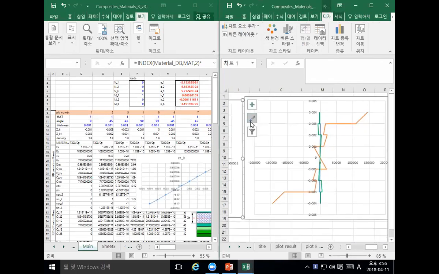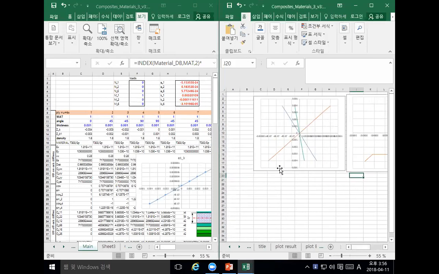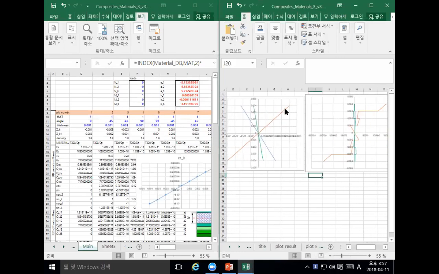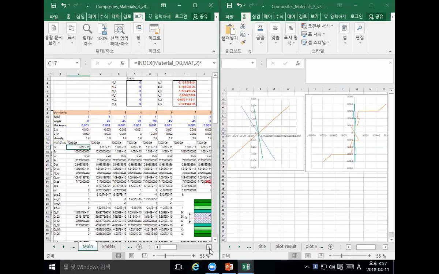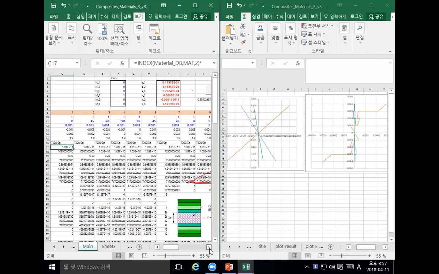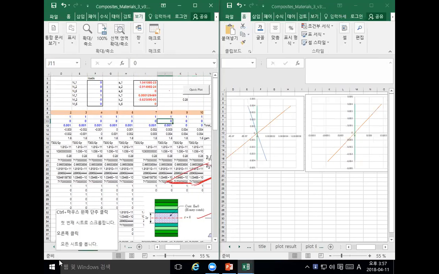Okay, I'm sorry it took some time, but it should be very easy and very clear. So this one, yellow is the one direction, and blue is the two direction, and this is the shear. And this is sigma X. And as you can see, if we change, first of all, let's change it to all 0 degree. All 0 degree. Let's see what happens.